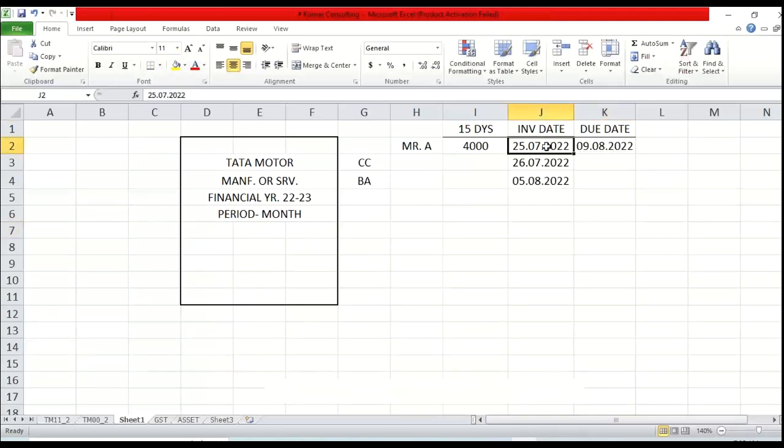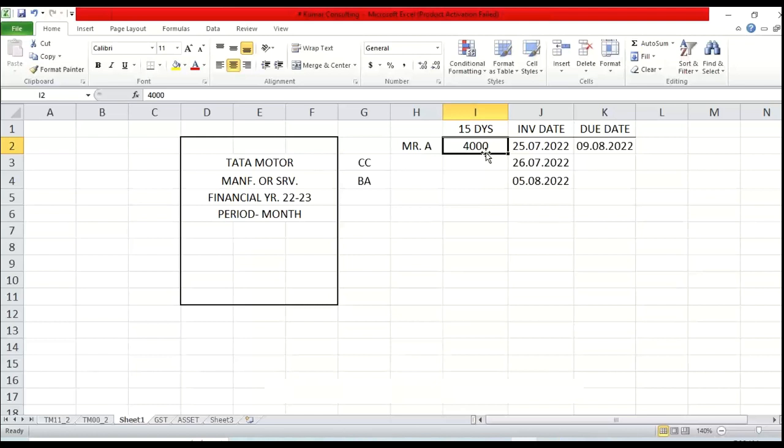Okay, if it was posted on 25th, then what is happening? The invoice is going to be due on 9th, right? Why? Because it was posted on 25th. Now it is going to be due on 9th. How is it going to be due, guys? On 9th. So, of course, the calculations are going to be made automatically.